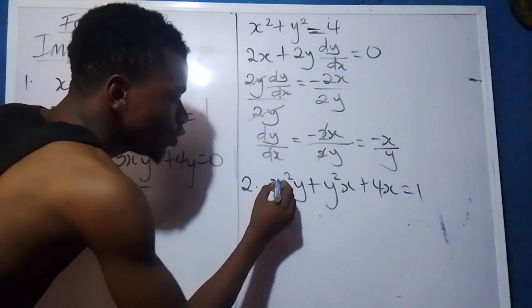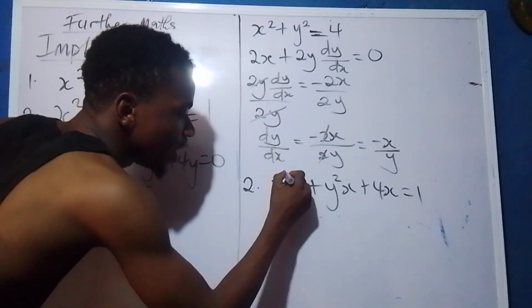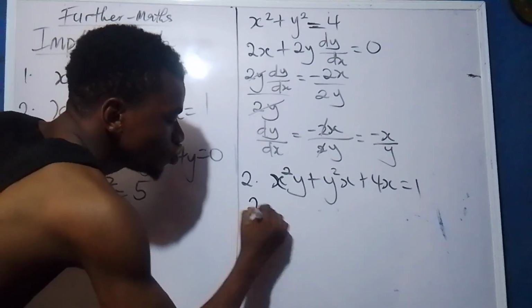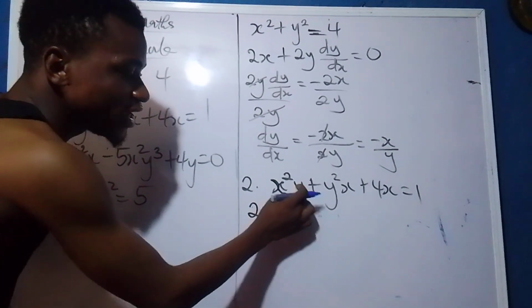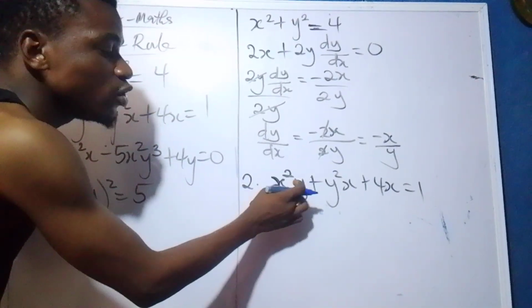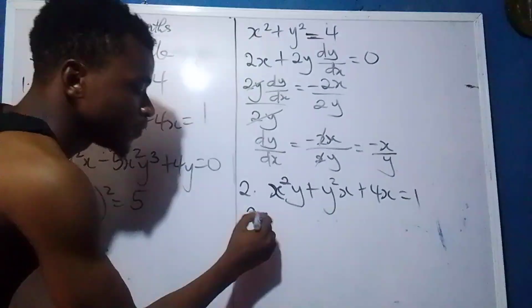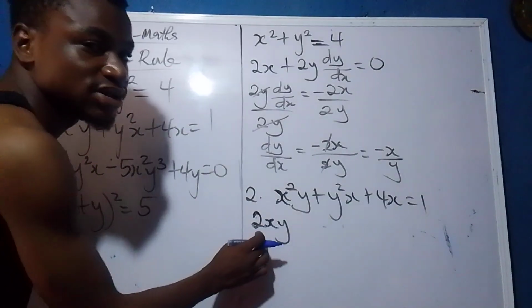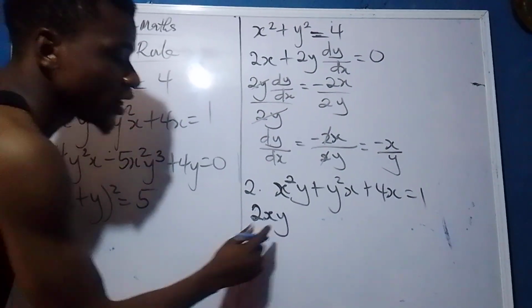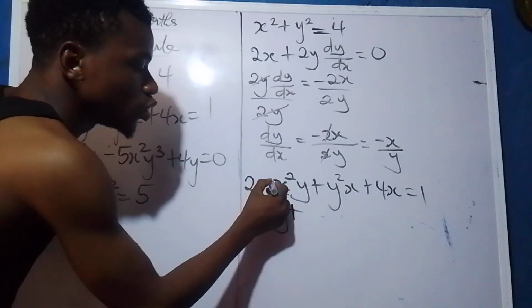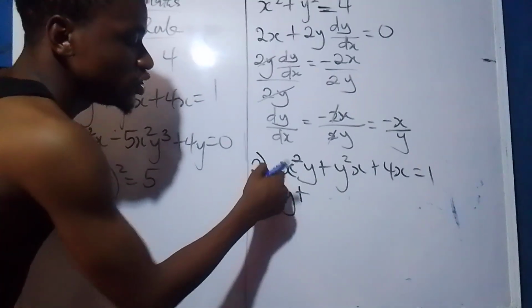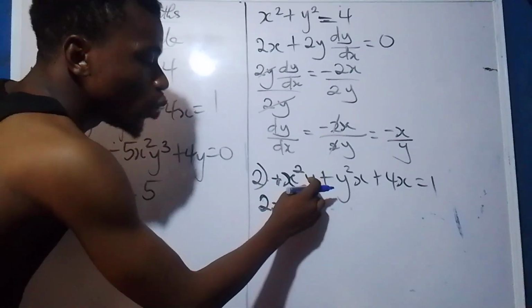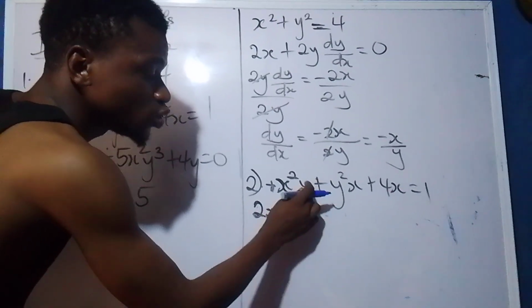Now look at this. I want to differentiate x squared only. If I differentiate x squared only, I will have 2x. Then y, I have not differentiated y yet. So it will now be 2xy, but I will not add the dy over dx because I did not differentiate y. So then plus. Why am I using plus? Because the starting sign for this question is plus.